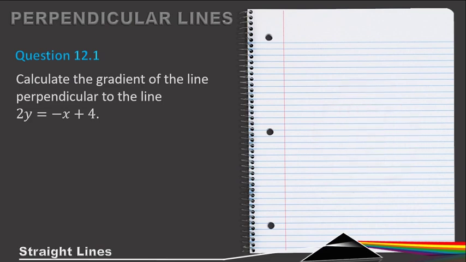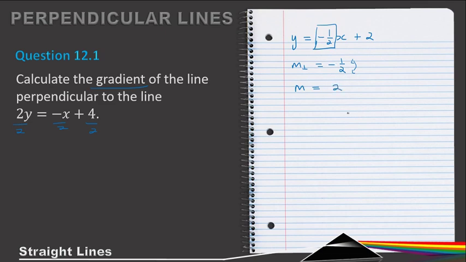Calculate the gradient of the line perpendicular to this line. First thing I'm going to do is get this line into its standard form by dividing every term by 2. So I have y equals negative a half x plus 2. That is our given gradient, which is negative a half. So for the gradient that I'm looking for, which is perpendicular to this gradient, I'm just going to swap my numerator and denominator and change the sign. So this will then be equal to 2.